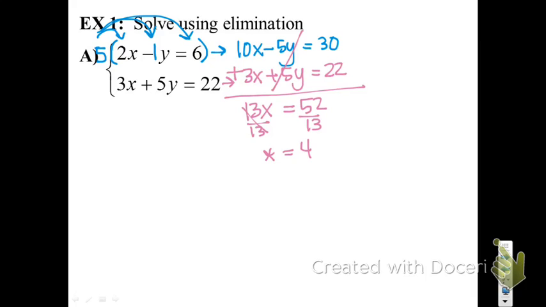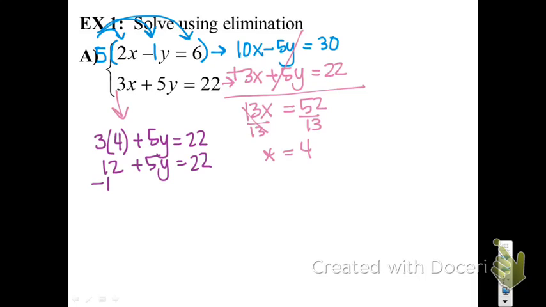To get the other half, we're going to choose one of the equations, and I'm going to go back to an original equation. I'm going to choose the bottom equation because I haven't done anything to it. And when I choose the bottom equation, I'm going to go ahead and substitute x in. We just found x to be 4, so I'm going to substitute that in. 3 times 4 plus 5y equals 22, and then we'll solve this.